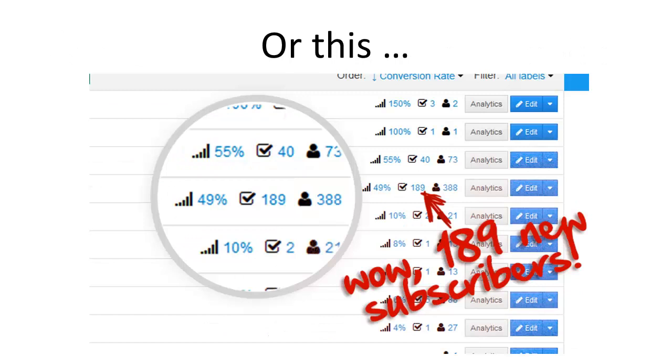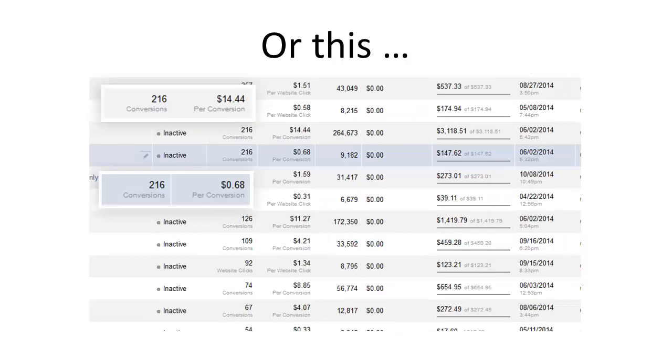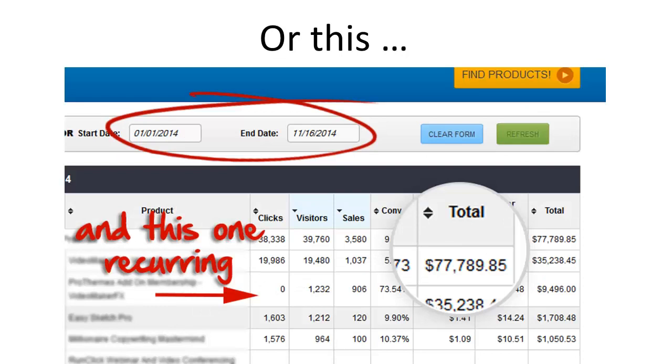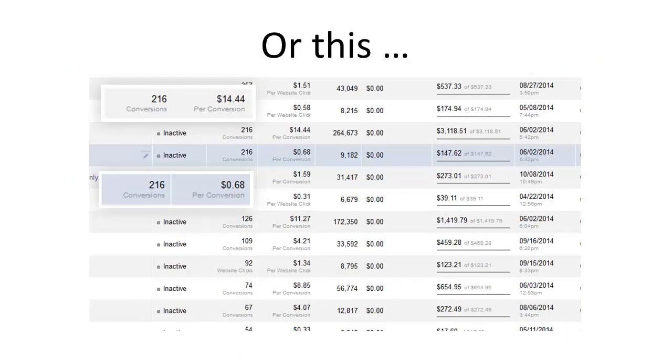Or how about building a list very, very quickly, at a 49% conversion rate, or opt-in rate, in this case. Or this: earlier I said you test and tweak your way to success. Well, what you can see here is at the top, 216 conversions at $14.44 per conversion, and at the bottom, 216 conversions at 68 cents. Not bad, eh? Now, this is not all due to optimization. However, it plays a part in it, and I'll come back to the screenshot in a minute. By the way, the fact that it's 216 each is pure coincidence. It couldn't have been better, but there you go.